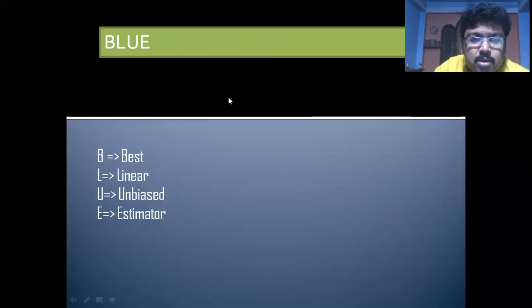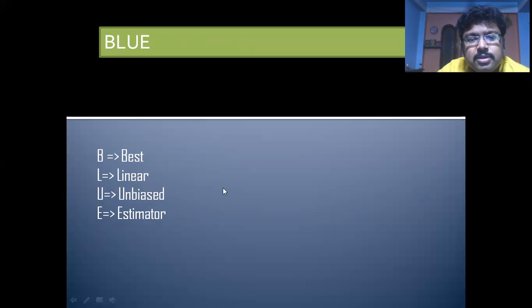Now, the BLUE. What is the BLUE? B stands for best, L stands for linear, U stands for unbiased, and E stands for estimator. Okay, so this is the BLUE. Here L represents the linear.